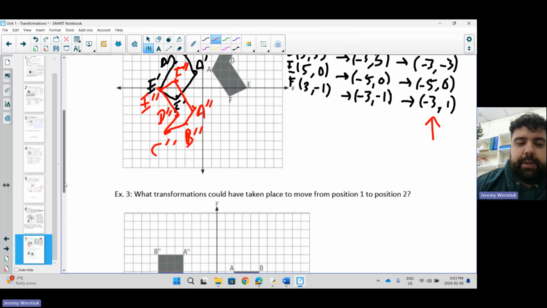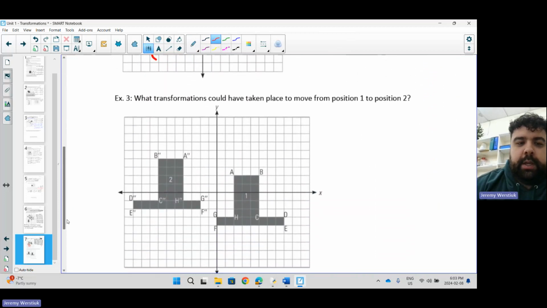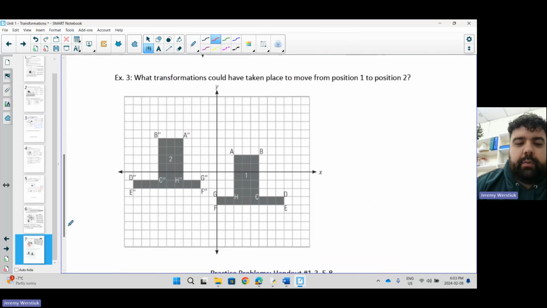Last example here before you get into your practice problems. What we have pictured here in front of us is a shape 1 and a shape 2. They look kind of similar. We're trying to figure out what transformations could have taken place to move from position 1 to position 2. So position 1 is that one on the right side there. You've got A, B, C, D, E, F, and G. And over on position 2, we've got A double prime, B double prime, all the letters double prime.